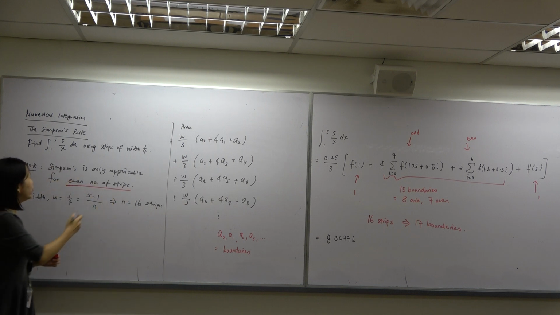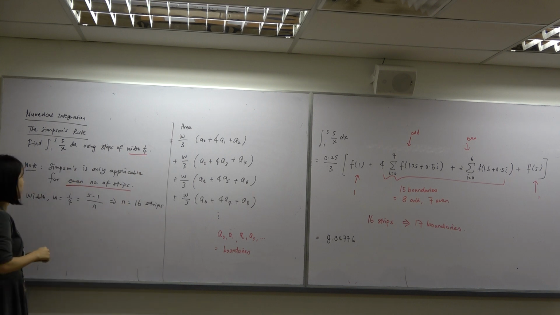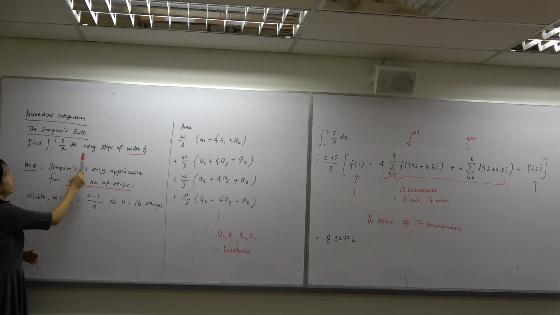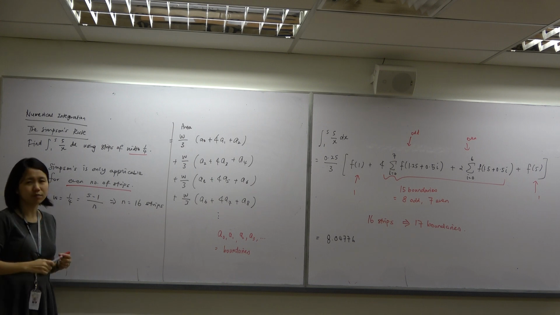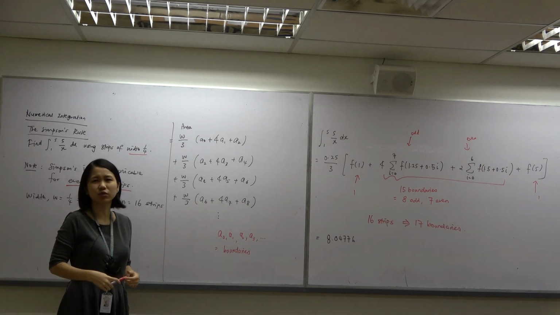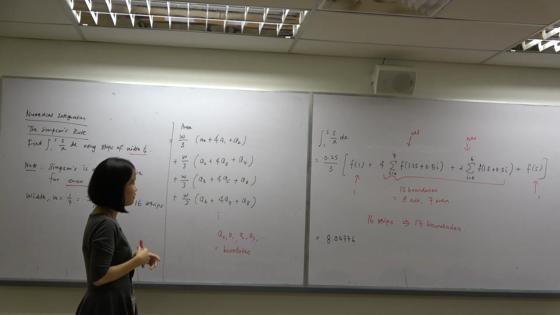So when I look at a width of 1 over 4, I wouldn't know how many strips yet, hence I'll have to look for the number of strips. So width is equivalent to (5 minus 1) divided by n, where n is the number of strips, and that will give me 16 strips, and therefore numerical integration by using Simpson's rule is possible. Because 16 is an even number, right? So we have an even number of strips.